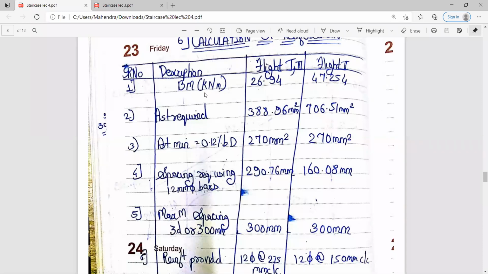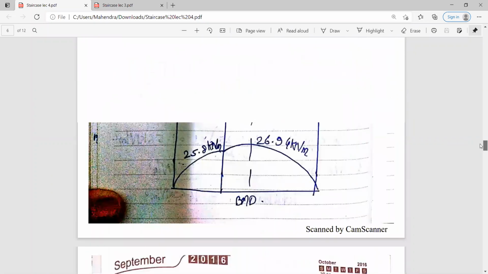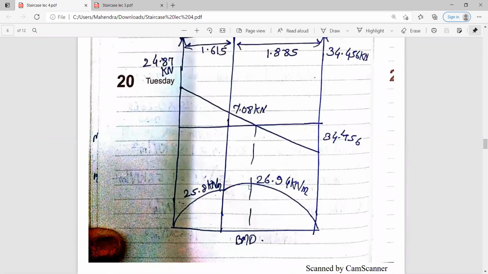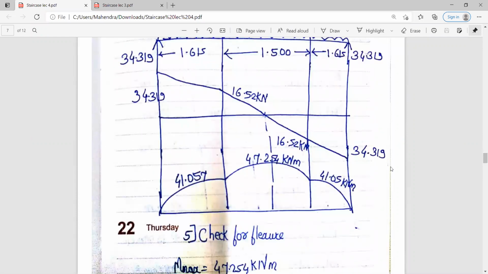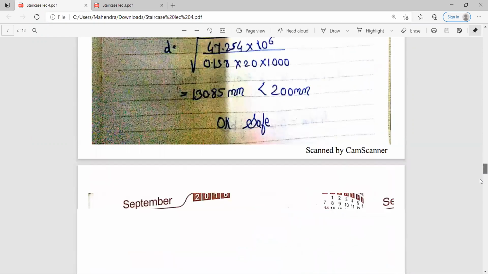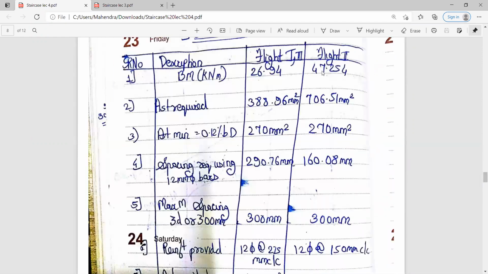So maximum bending moment for flight 1 and 3 comes up to be 26.94, as you can see over here. The maximum bending moment from both of these is 26.94. So that maximum only we are going to consider over here. Same for flight 2 also. Flight 2 में आपको maximum bending moment कितना मिलता है? इतना 47.254. So that value you are going to consider for the reinforcement. So 47.254. Then again the same steps, that is first of all you need to calculate Ast required.